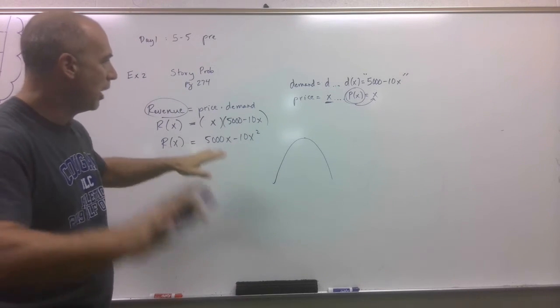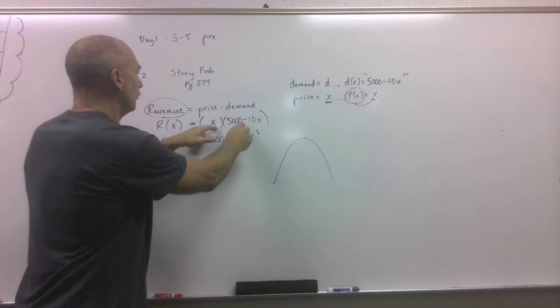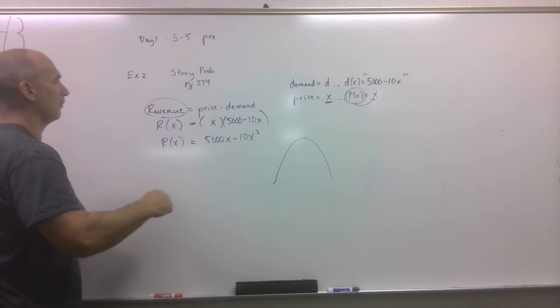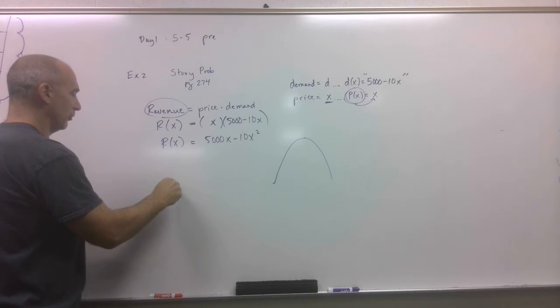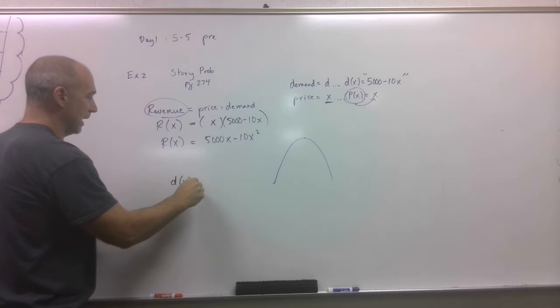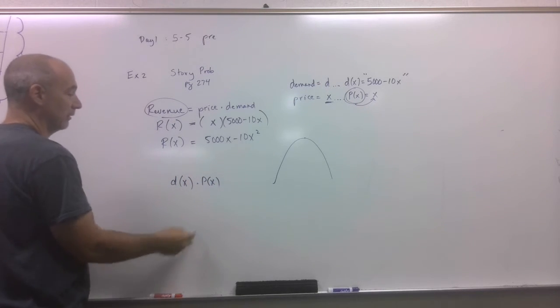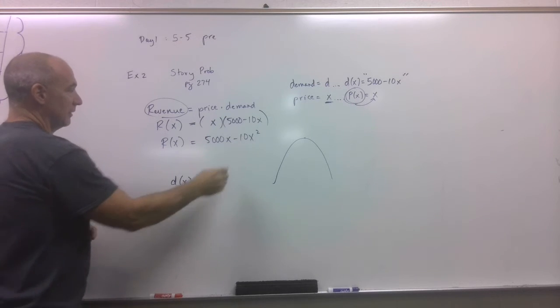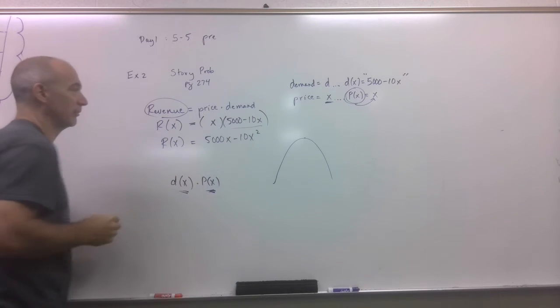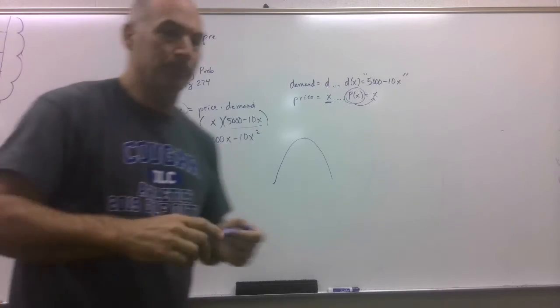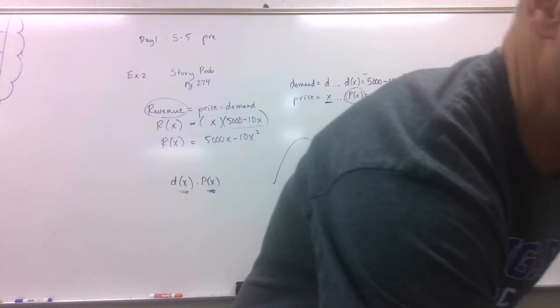So really all they want is you just to multiply these two functions together. So really they just wanted you to go d of x, demand, times p of x. I mean, that's the fancy way. So that's just x times 5,000 minus 10x. So that's it for that one.